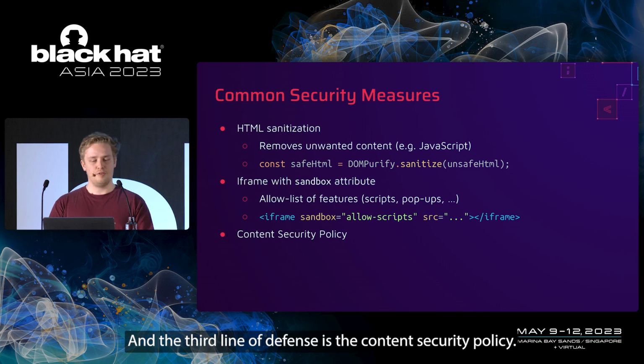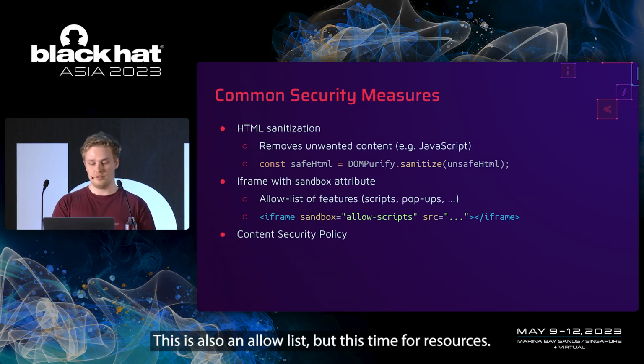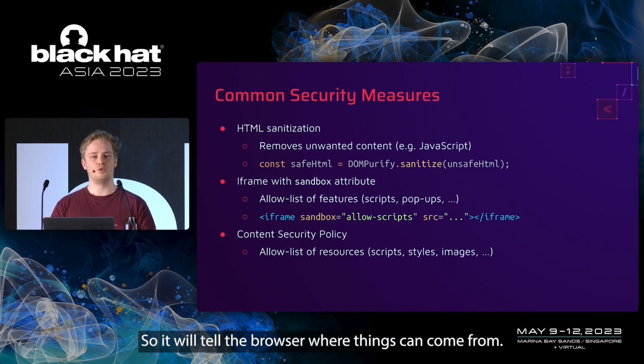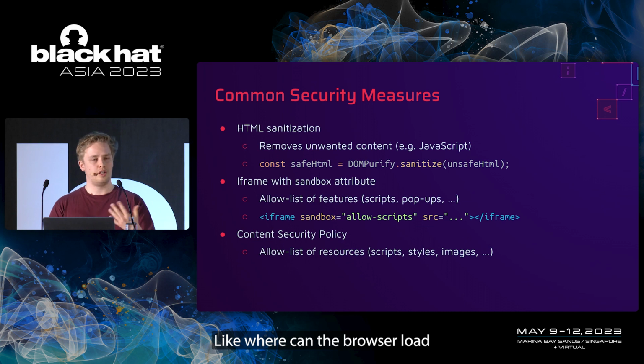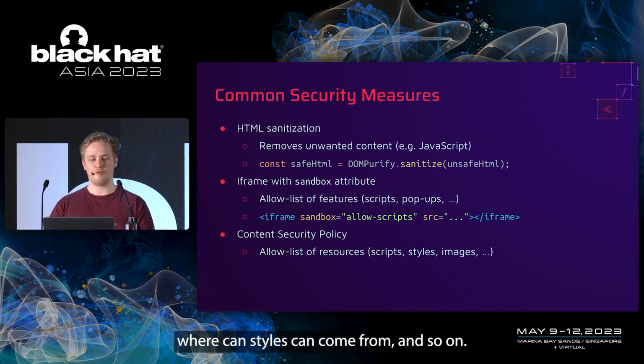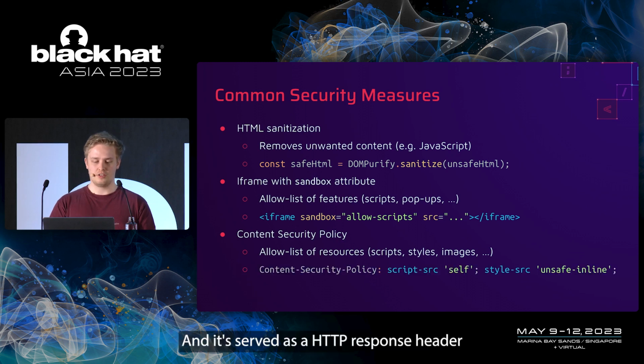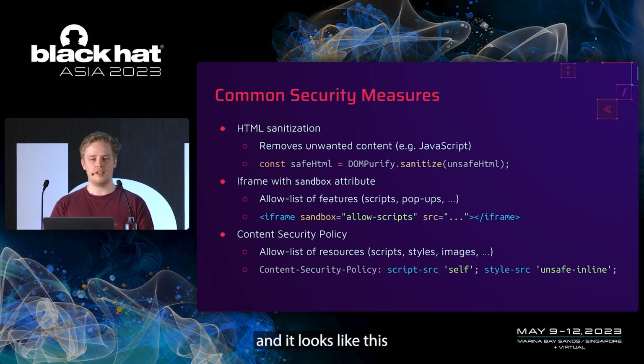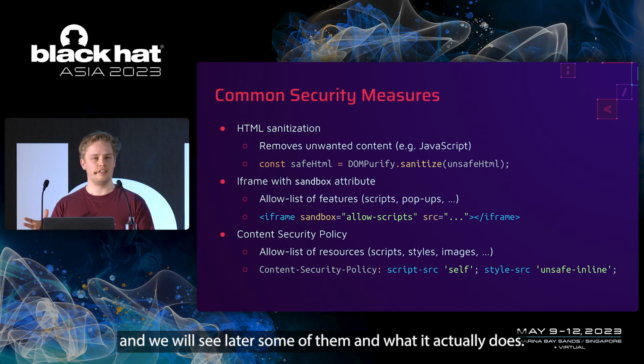And the third line of defense is the content security policy. This is also an allow list, but this time for resources. So it will tell the browser where things can come from, like which server the browser can load scripts from, where styles can come from, and so on. It's served as an HTTP response header and looks like this. And it has multiple directives, and we will see later some of them and what they actually do.